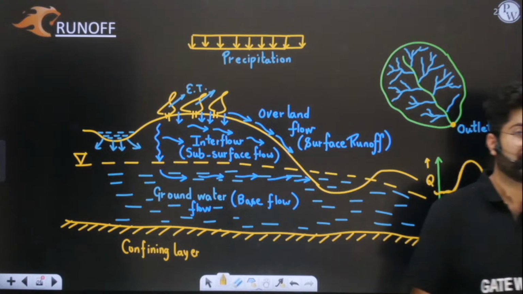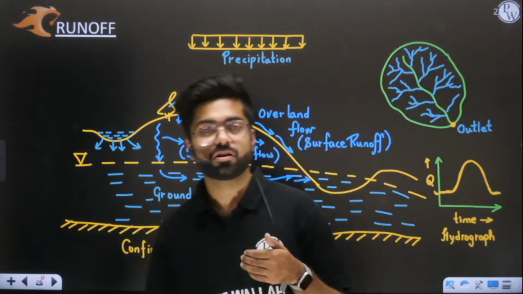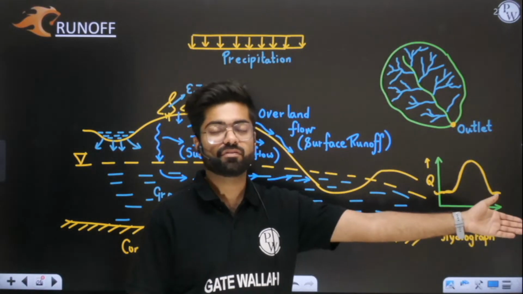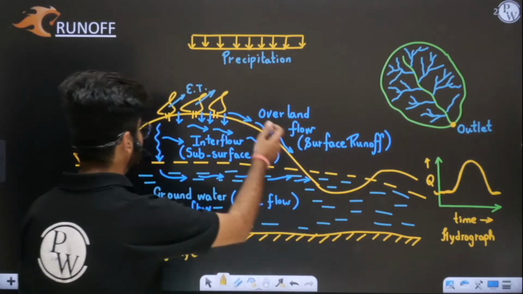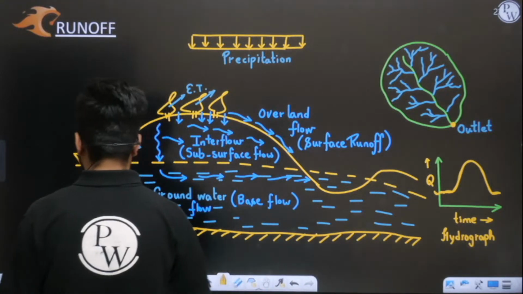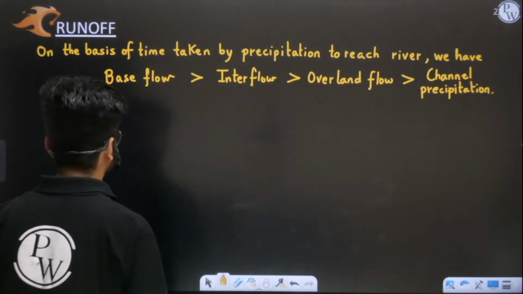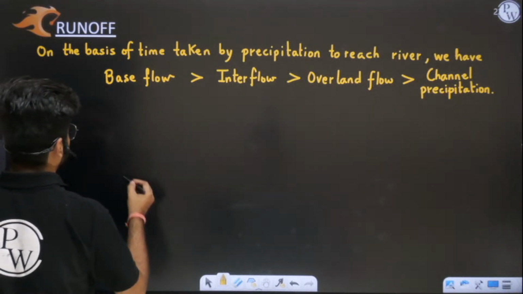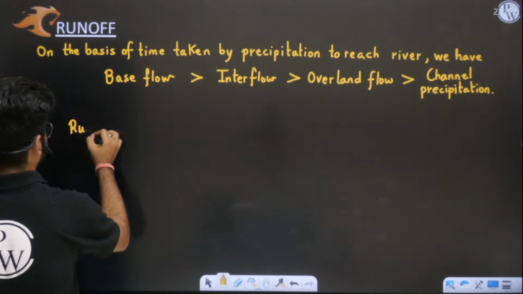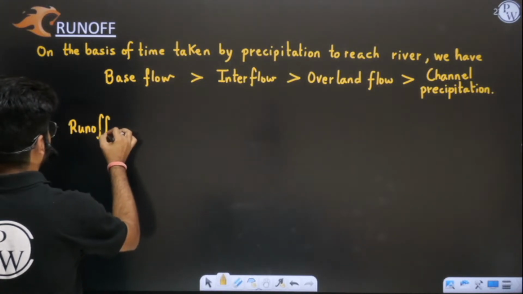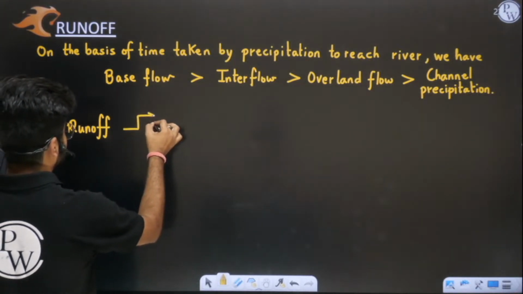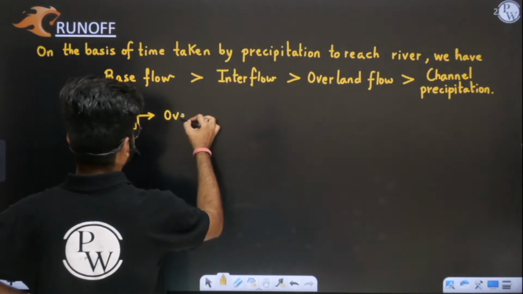After rainfall, whatever water reaches the river quickly is because of overland flow and interflow. I hope this entire thing is clear to you. But basically, runoff can be classified into two parts. First is overland flow.